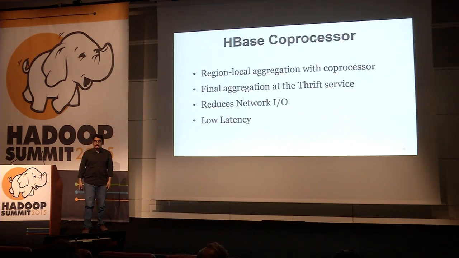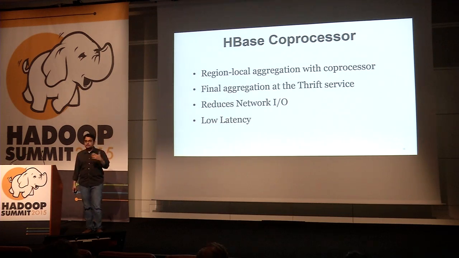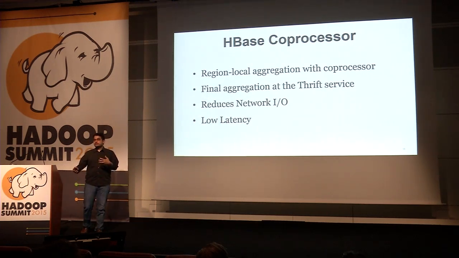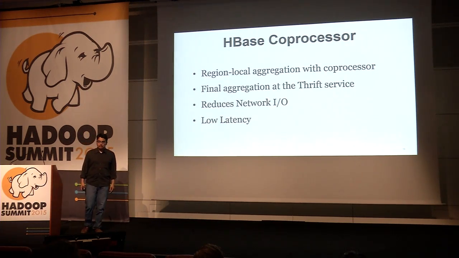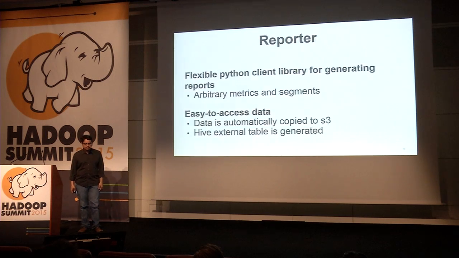So again, HBase Coprocessor. We use region servers for local aggregation, and then the final aggregation happens on the Thrift service. Obviously this allows us to reduce the network I/O because we are sending a lot less data back up, and we found it to be very fast.